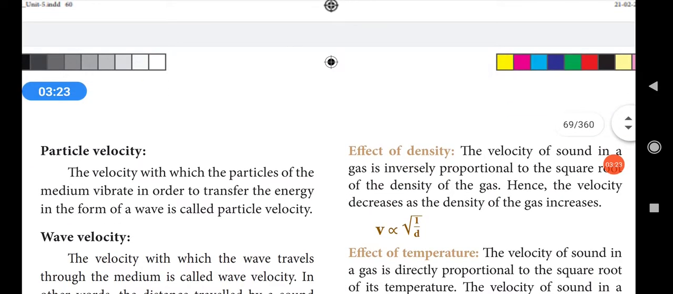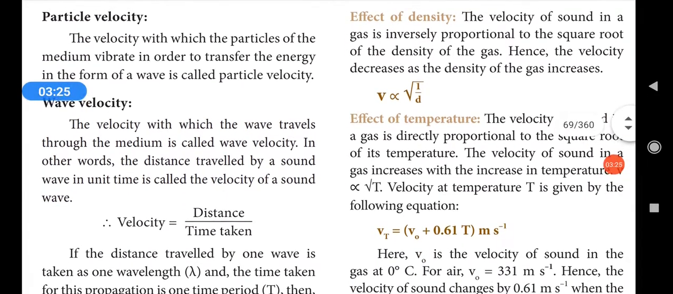Okay, see particle velocity: the velocity with which the particles of the medium vibrate. The velocity with which the particles of the medium vibrate. How fast, at what rate it vibrates, is particle velocity.